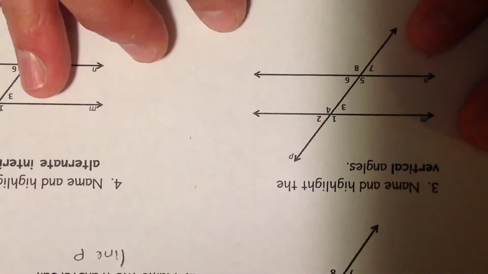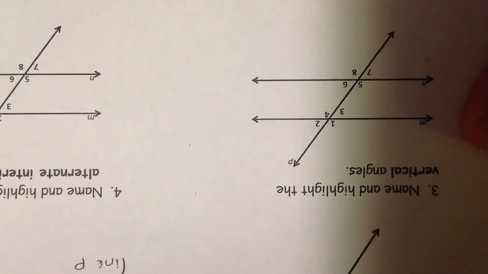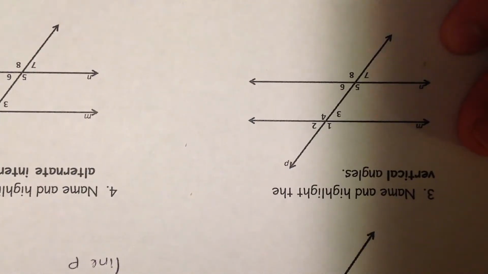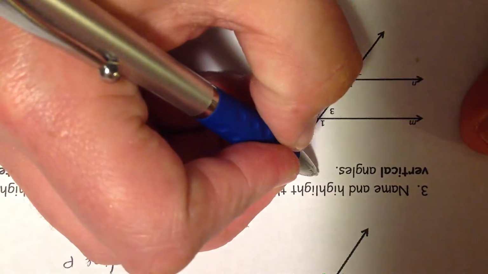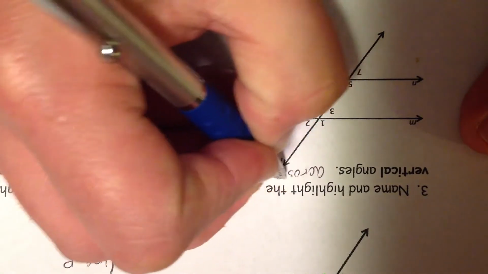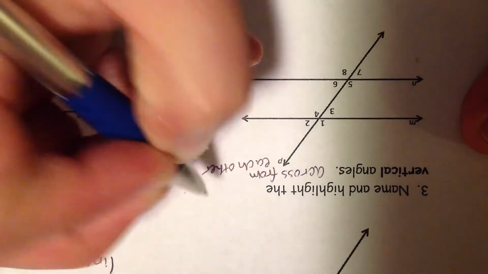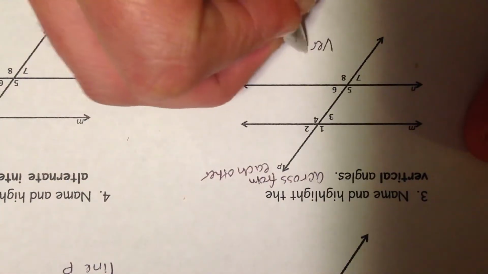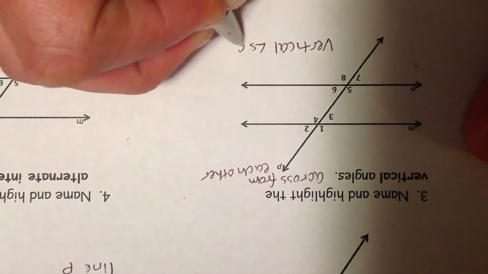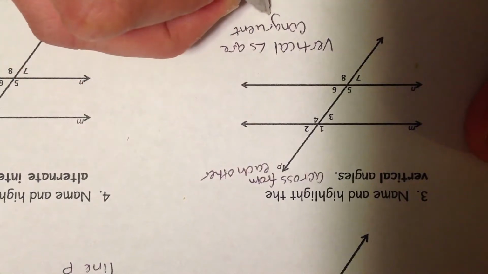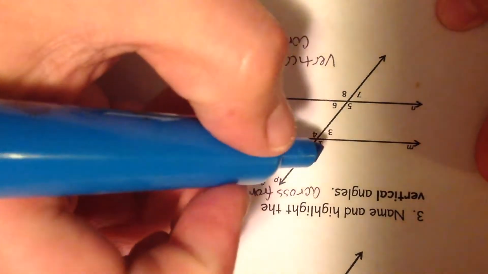So number 3 says to name and highlight the vertical angles. So I'm going to take a few colored highlighters here and highlight the vertical angles. Now, vertical angles, the best way to describe it would be across from each other. And vertical angles are congruent. The little symbol for congruent is the equal sign with a squiggle above it. So the vertical angles here would be angle 1 and angle 4.